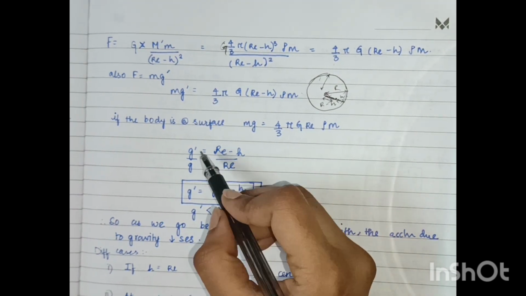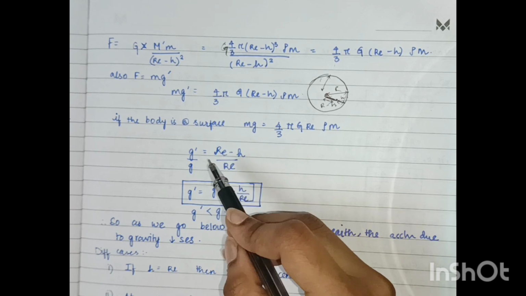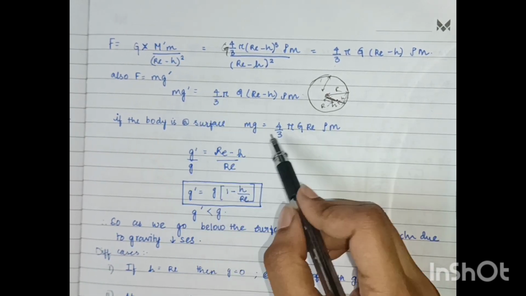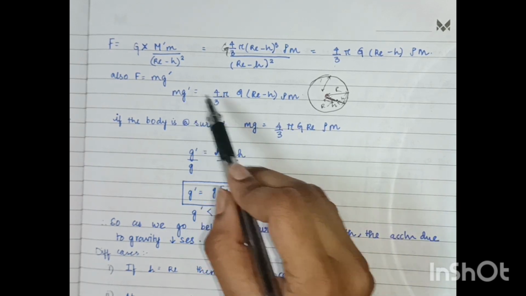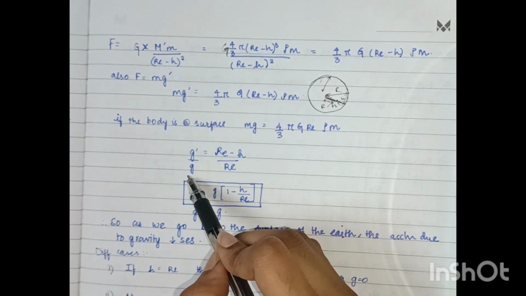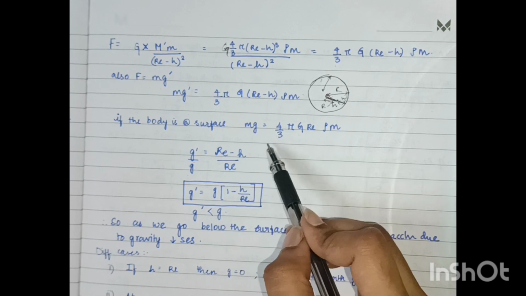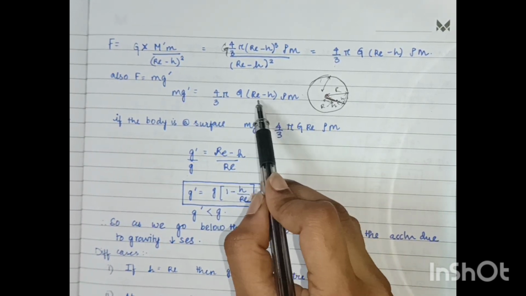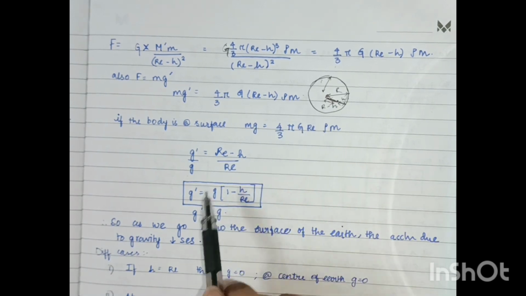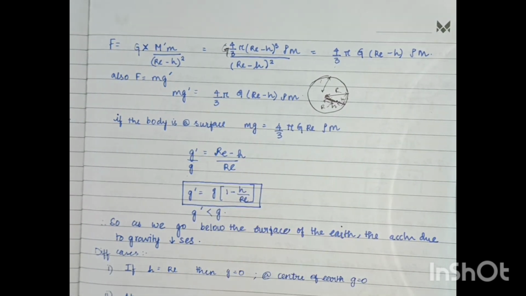Now let us relate g and g dash. We are not equating, we are just dividing these two things, g dash by g. So g dash by g will be equal to what? 4 by 3 pi G and 4 by 3 pi G will go, so it is r minus h by r, simple, r minus h by r.